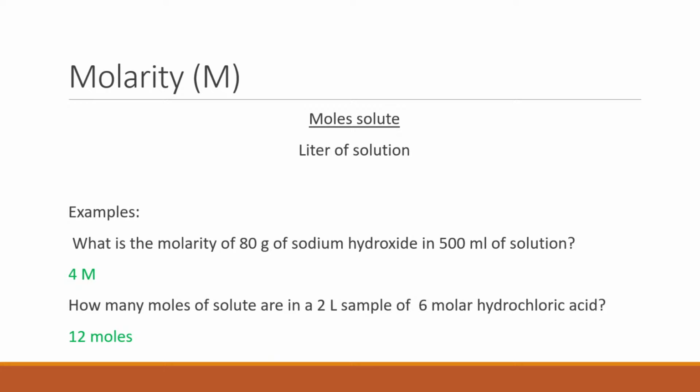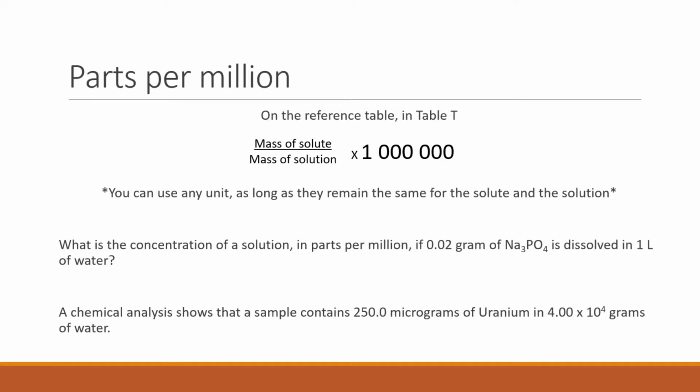The second concentration calculation we're going to look at is parts per million. And parts per million has a formula for you on the back of the reference table, on table T. So does molarity, so does percent by mass. All of these formulas exist on table T for you to just pull up and use when you need to. Parts per million is a mass over mass ratio multiplied by a million.